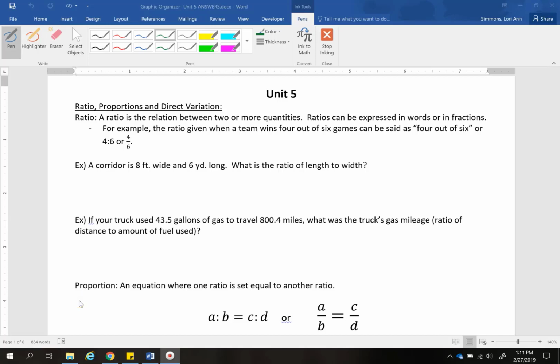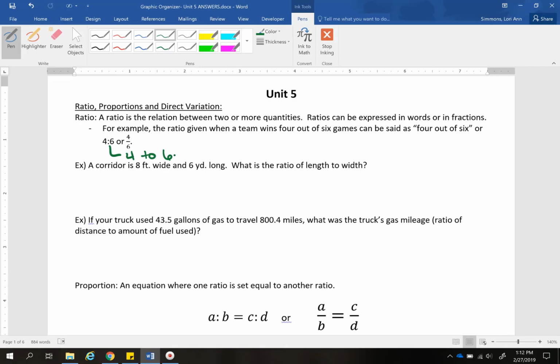Ratios, proportions, and lesson. A ratio is a relation between two or more quantities. Ratios can be expressed in words or in fractions. For example, the ratio given when a team wins 4 out of 6 games can be said as 4 out of 6, or 4 to 6, or 4 over 6.